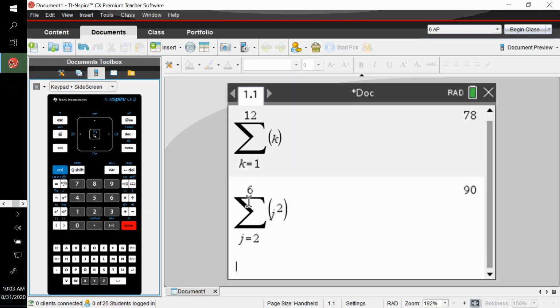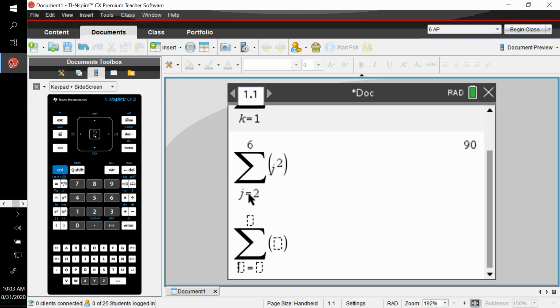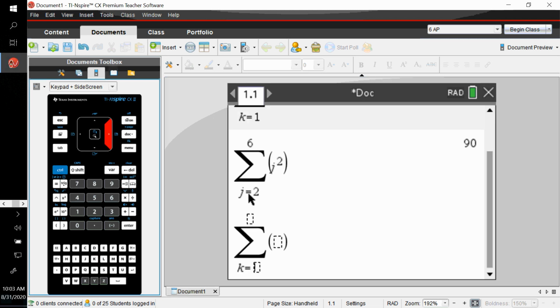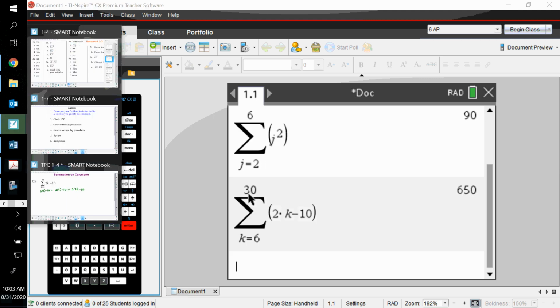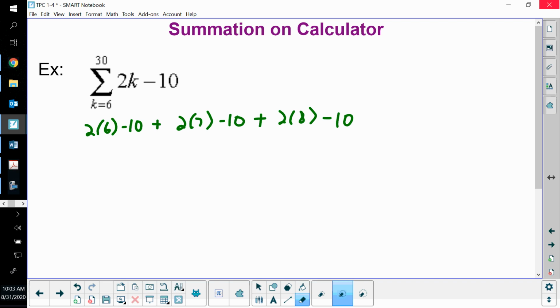So we can just do our summation. We are using k in this case. We could have k equals 6 to 30, 2k minus 10. Hit enter, and it gives us 650. So that's the purpose of the calculator button. So when you have ones where it'd be way too much to write out.